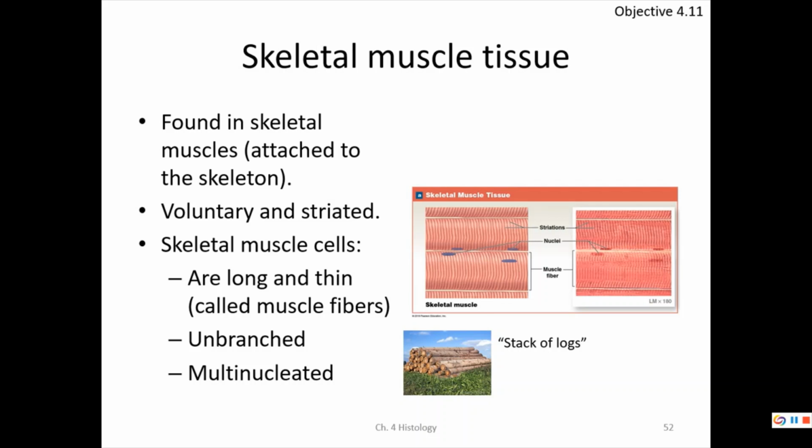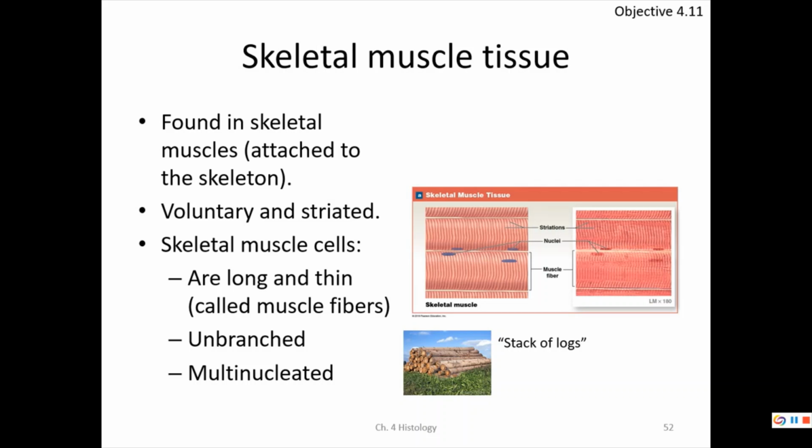Skeletal muscle tissues are found in skeletal muscles. Now, here's something I always like to ask in a multiple choice question. You're guaranteed to see which ones are voluntary striated. So we call this voluntary striated. Why is it called voluntary and striated?